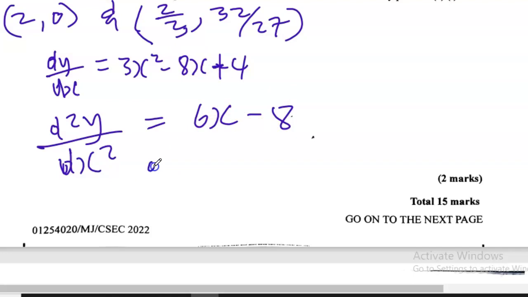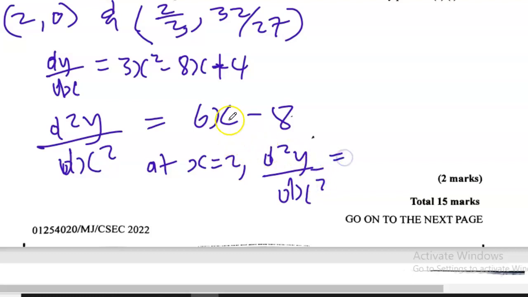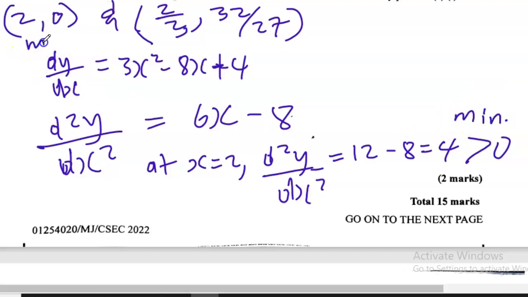Alright? So at x equal to 2, the first turning point there, the second derivative d2y by dx squared is equal to, replace x with 2, so 6 times 2, that's 12, minus 8, which is 4, that's bigger than 0, so therefore this would be a minimum. When the second derivative is more than 0, it's a minimum point.